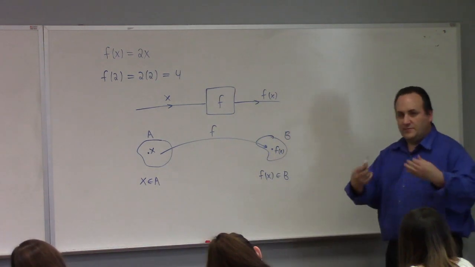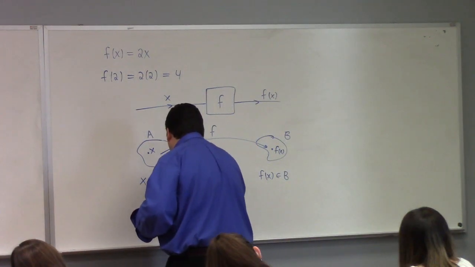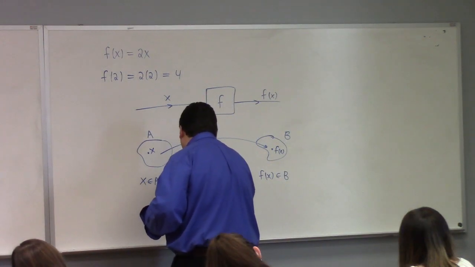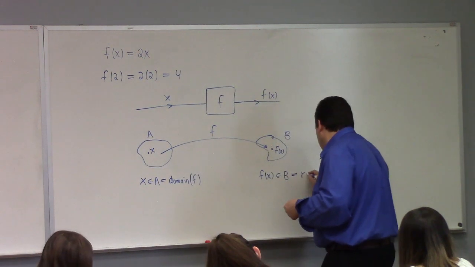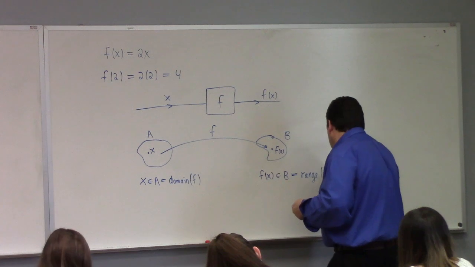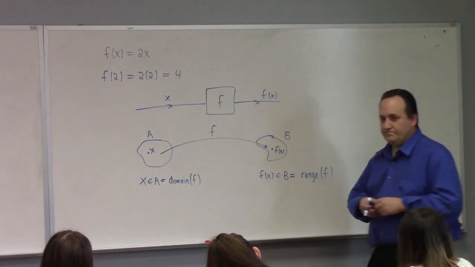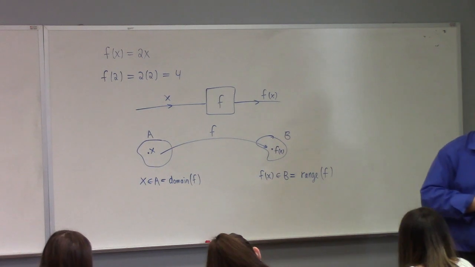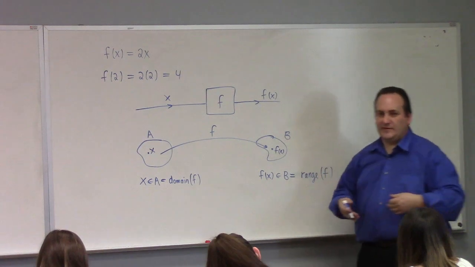The inputs to the function we call the domain of the function. So this is the domain. And the outputs in this context we'll call the range. Input is the domain, output is the range. Now I've drawn this function very abstractly at the moment.